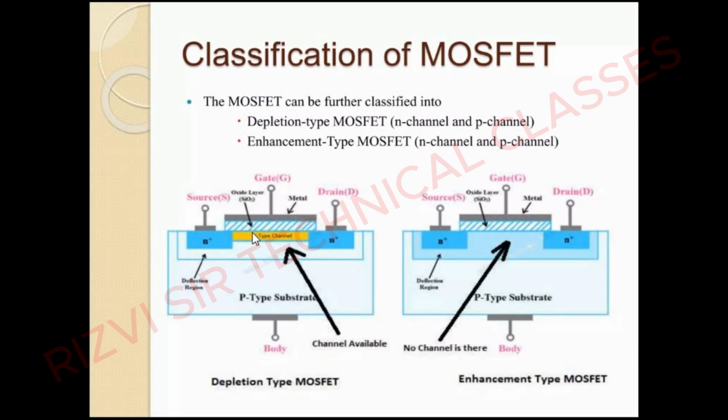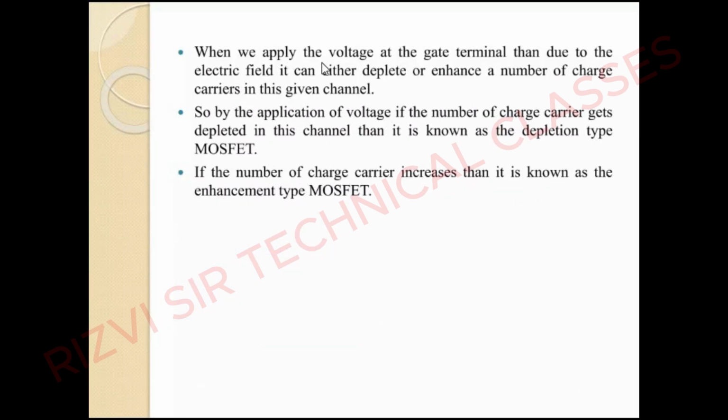While you are trying to understand any concept, make sure to understand the graph first. Then you will be able to understand what is going on there. When we apply the voltage at the gate terminal, then due to the electric field, it can either deplete or enhance the number of charge carriers in the given channel. If by the application of voltage the number of charge carriers gets depleted in the channel, then it is known as a depletion type MOSFET. If the number of charge carriers increases, then it is known as the enhancement type MOSFET.